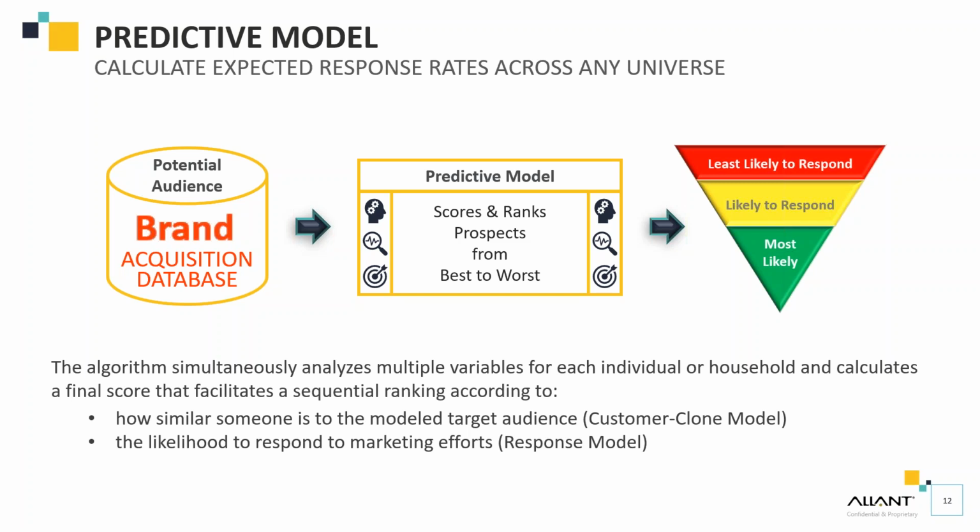Again, it's simultaneously analyzing all those relevant variables. And so the difference between a customer clone model and a response model is that the customer clone model is based on the demographics of current customers, and that could be based on a subset of current customers. Let's just say you want to target people who look like your best customers. That's what the customer clone model is going to do. A response model takes that one step further and looks at recent campaigns, recent responders, and recent acquisitions, and really focuses on finding those differentiating factors that predict response, as opposed to just lookalikes.